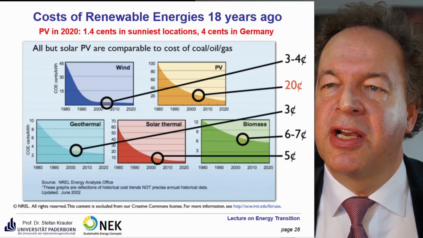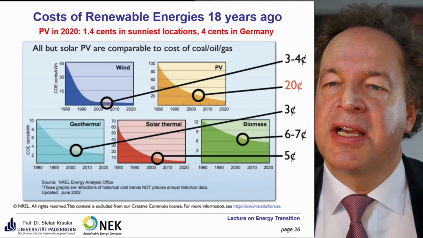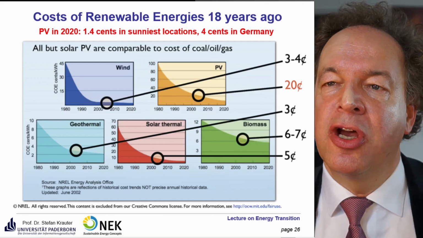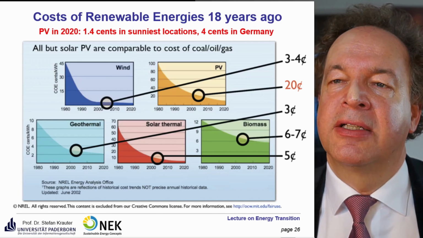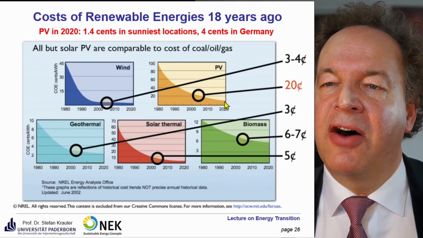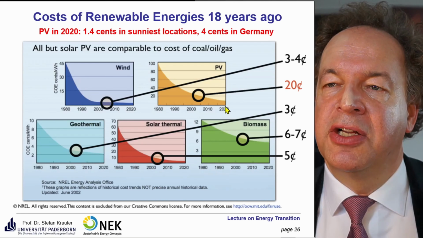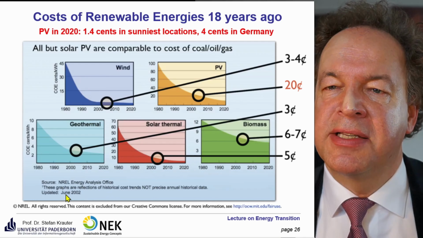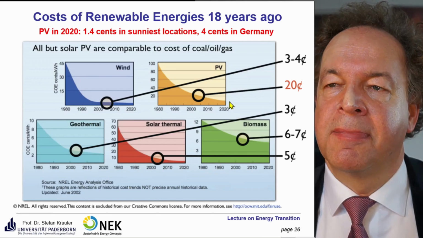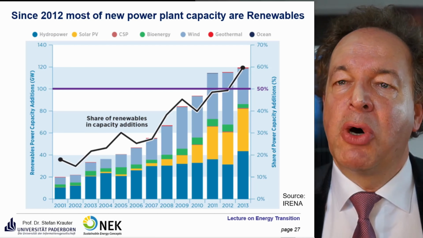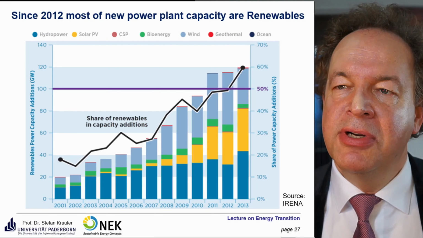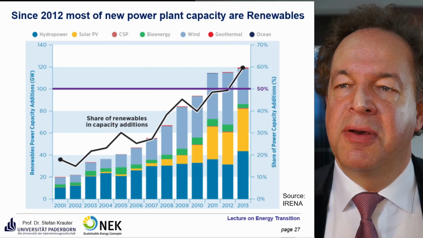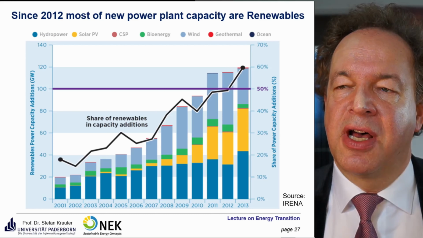Quite interesting if you take a look at what actually happened. Now photovoltaics reached 1.4 cents per kilowatt hour in sunny locations. Even in Germany, we have 4 cents per kilowatt hour. So this is only half the price of what was expected for the year 2020. And this is a study made in the United States, which usually has a higher solar irradiance than Germany. Since 2012, most of the new power plant capacity is renewables. That's also quite interesting to know. So most investments go into renewables. It happens in the power sector nowadays, or even since 2012.